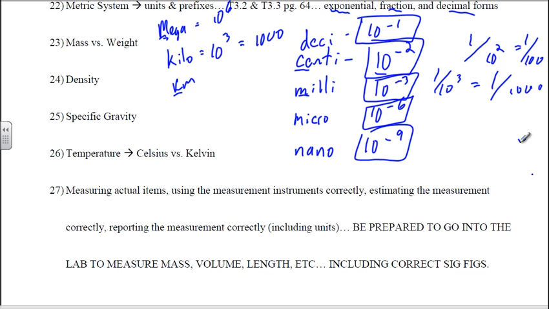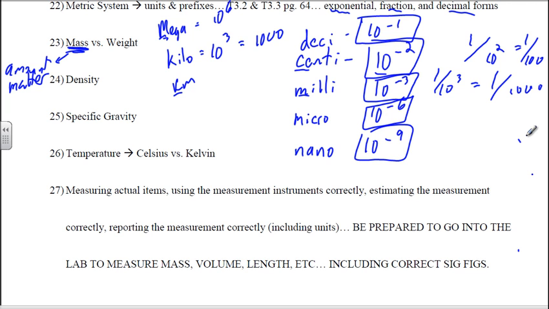So now mass versus weight. Know that mass does not depend on location. No matter where you find the mass of a 1 kilogram object, it's always going to be 1 kilogram. And as far as the definition of mass, it might show up. It's the amount of matter. That's about as easy of a definition as we can write. Amount of matter, how much matter is in something.